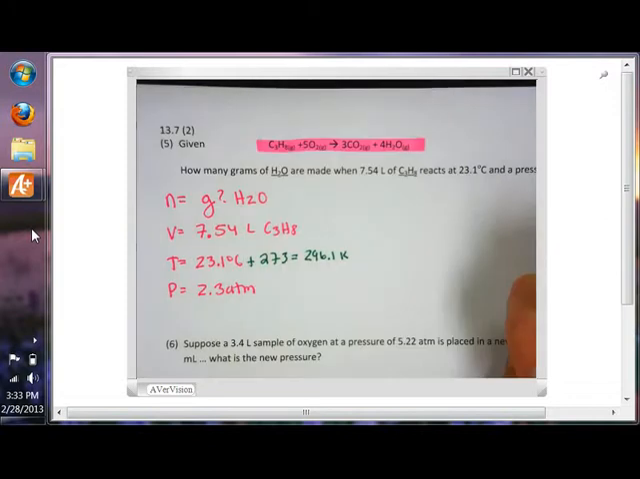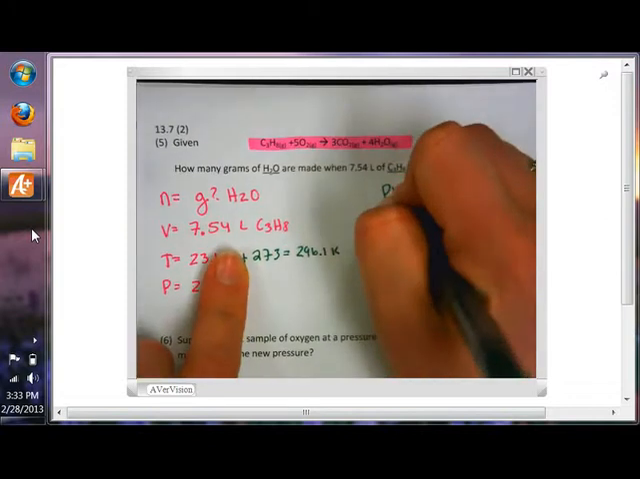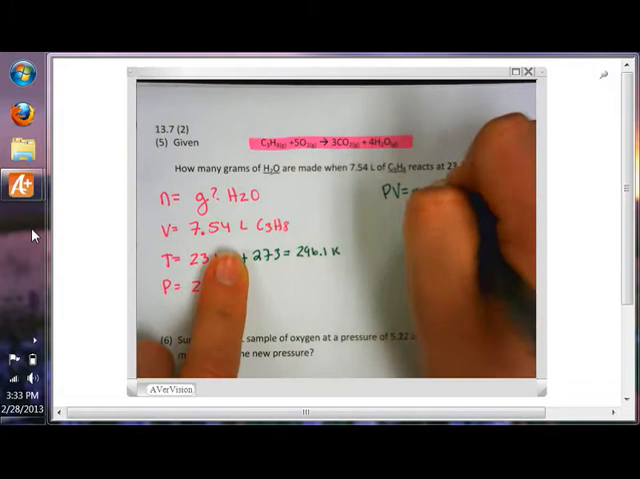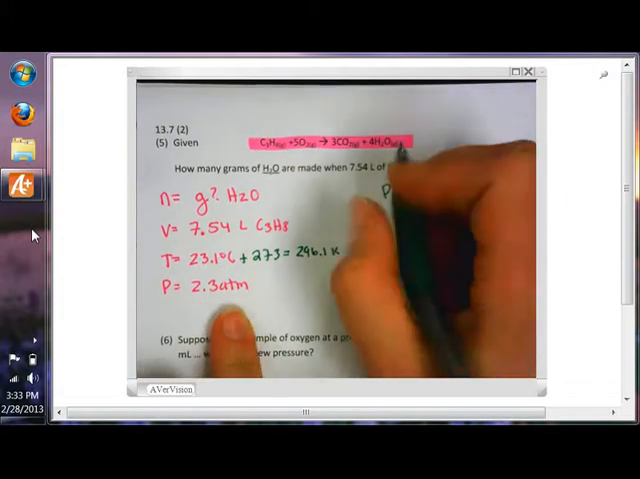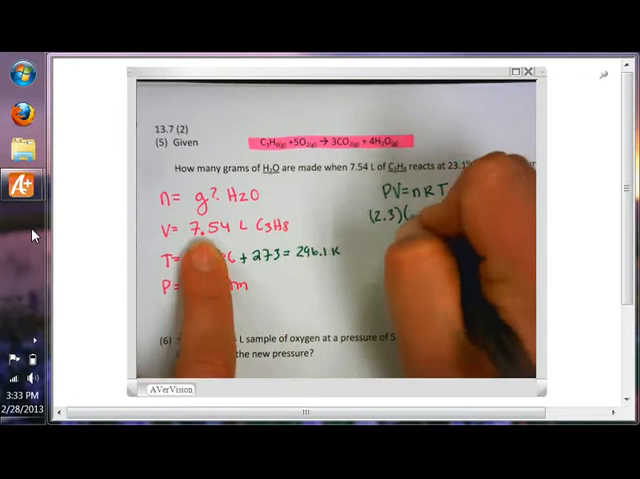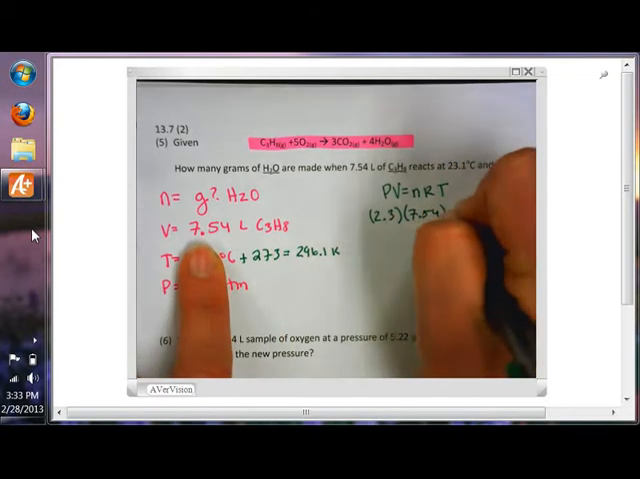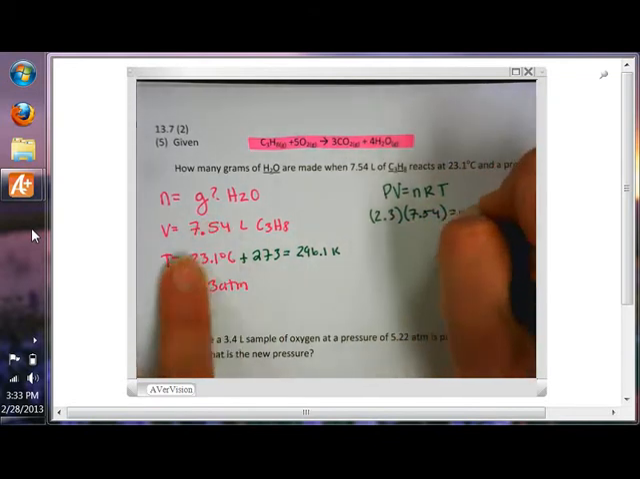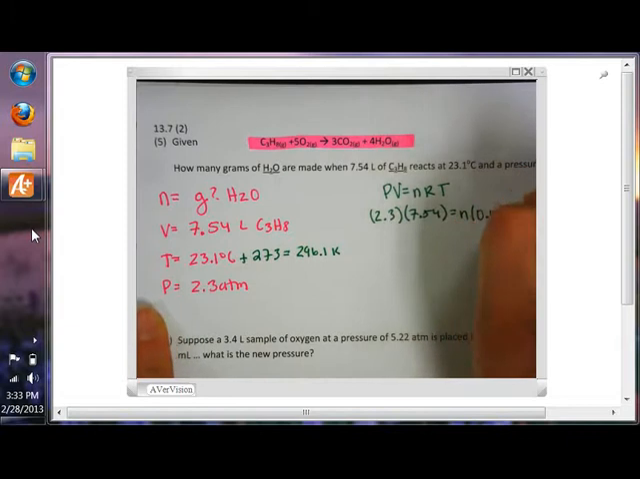So I'm going to go ahead and plug everything into PV equals nRT. So pressure is 2.3. Volume is 7.54. Solving for n. R is 0.0821. And temperature is 296.1. Sorry. There we go.